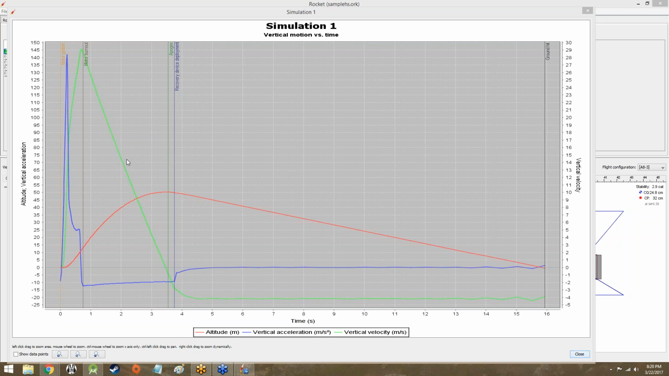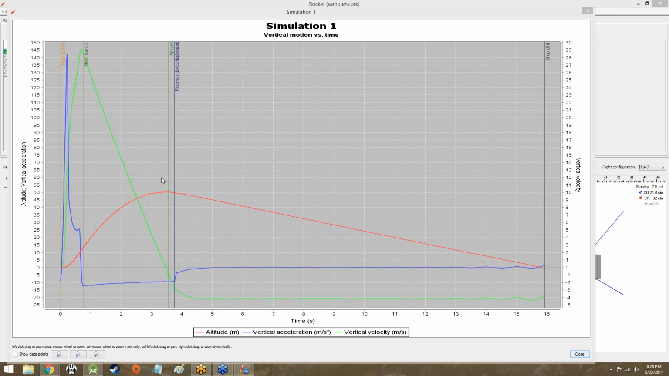So we've got three lines here too. The blue line is vertical acceleration, the red line is vertical velocity, or excuse me, the green line is vertical velocity, and the red line is altitude. So vertical acceleration looks pretty dramatic. Vertical velocity also looks pretty dramatic. Altitude looks pretty calm. But let's break down exactly what's going on here.